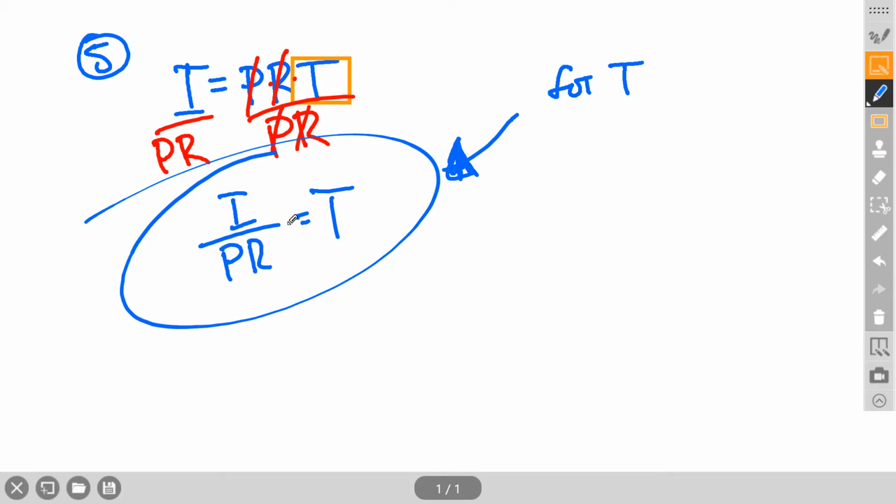Now on the test, you might see it the other way around. You might see it T equals I over PR. Okay, it's the same thing. It's just been switched around. Typically, we put the variable that's by itself on the left-hand side. So it might be written like this.